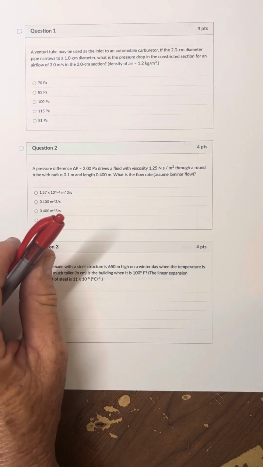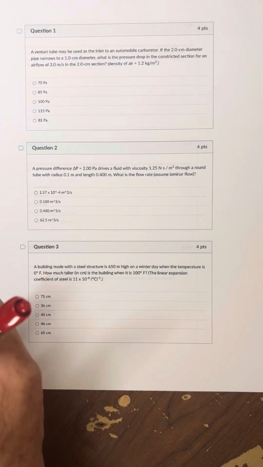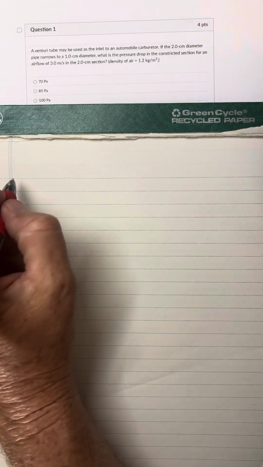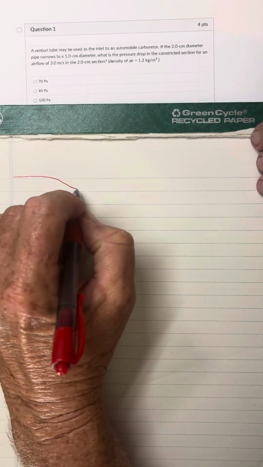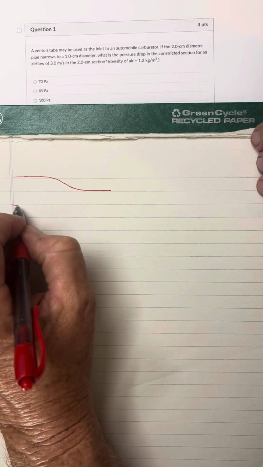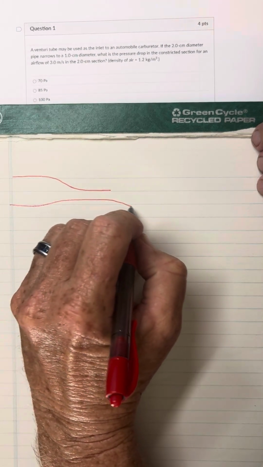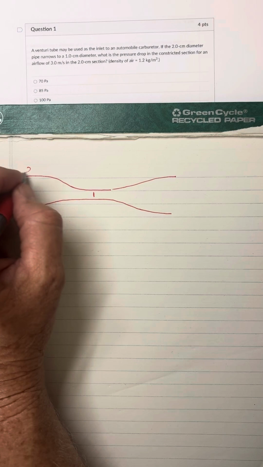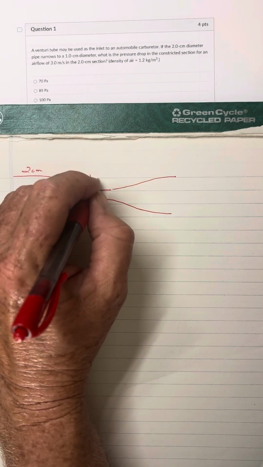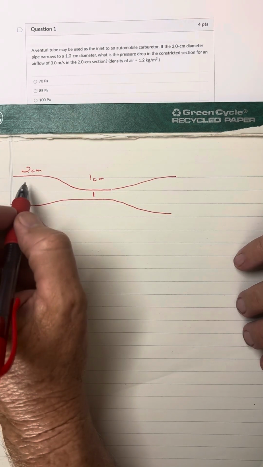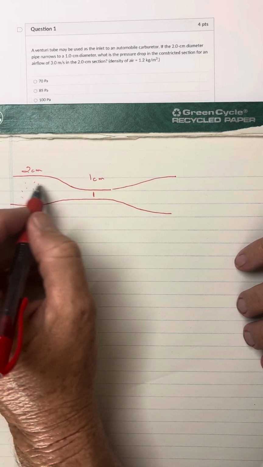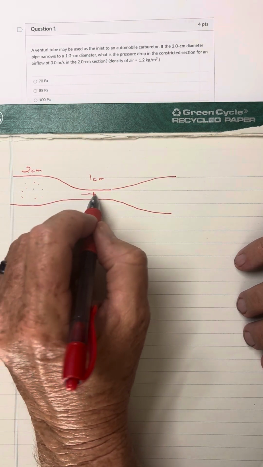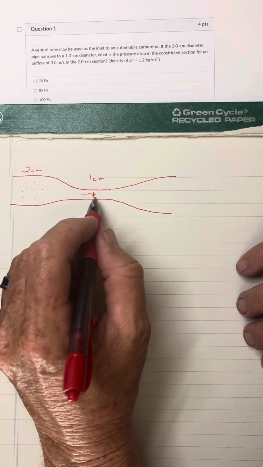All right. So with that in mind, maybe I'll need a little more calculating space for this one, because a venturi tube kind of narrows down here. And this is where the flow picks up. And so we have a 2 centimeter diameter here, a 1 centimeter here. And since the same amount of air that goes here has to go through there, it speeds up.